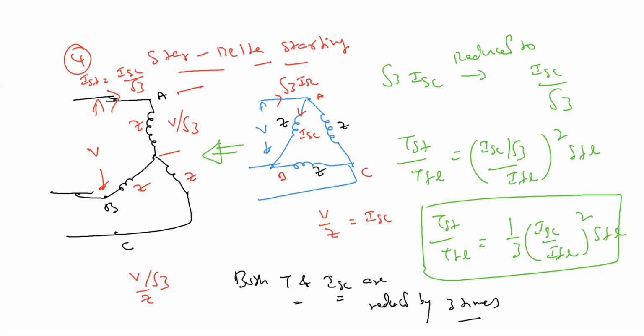Basically, make sure the torque and current are equally reduced. There should not be more reduction in torque, because we are interested in maintaining the torque at the actual value, a constant value. Okay.